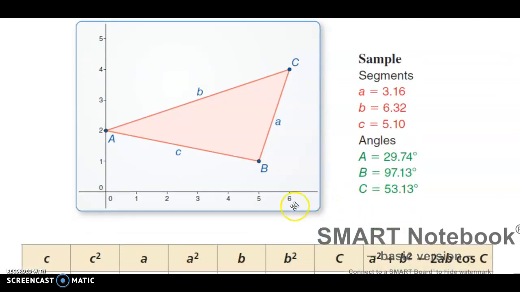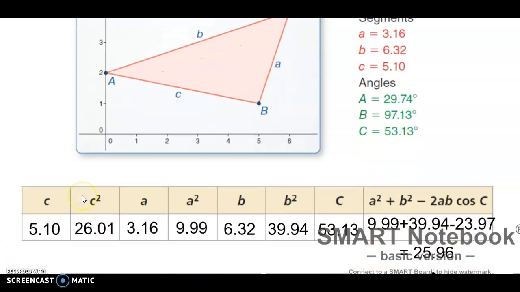You have a table in your notes, and I want you to complete that. So you will find C squared, A squared, B squared, angle C. And then the formula we're going to use is A squared plus B squared minus 2AB times the cosine of C. So take a second right now, turn off the video for a second and figure this out. Fill in the answers here. Okay, now that you've done that, here are the answers that you should have found there.